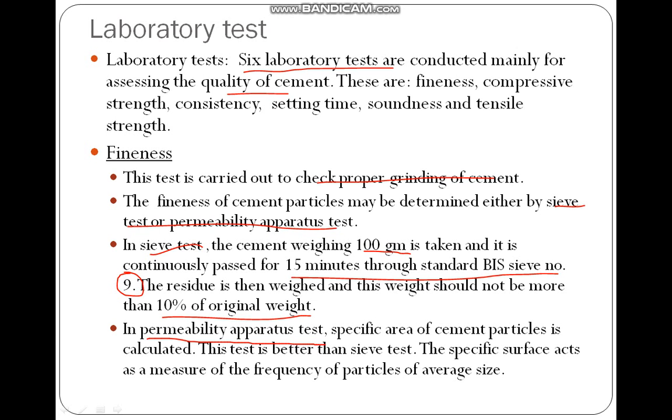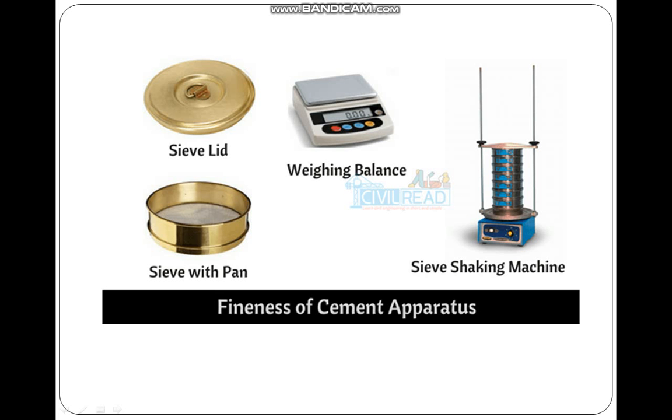In the air permeability apparatus, the specific surface area of the cement particles is calculated. This test is better than the sieve test because the specific surface acts as a measure for the frequency of particles of average size. The apparatus for the fineness test includes a sieve with pan, sieve lid, weighing machine, and sieve shaking machine.